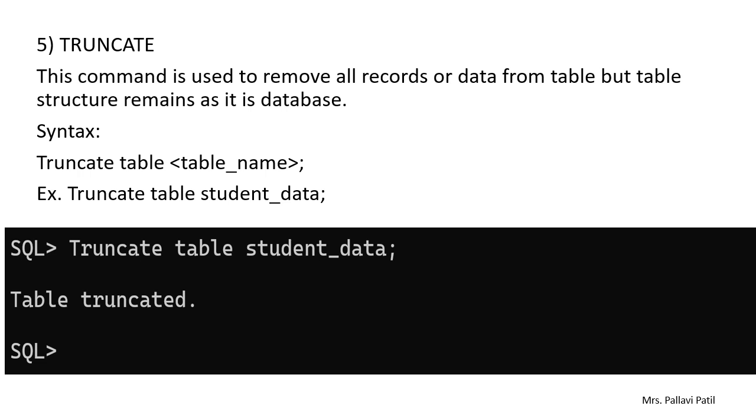So the next command is the truncate table command. This command is used to remove all the records or data from the table, but the table structure remains as it is in the database. Suppose our table contains 100s of rows and I use the truncate table command on that table. All data at once gets deleted from that specific table, but only the data, that is the records we inserted, gets removed, and the structure still remains in the database.